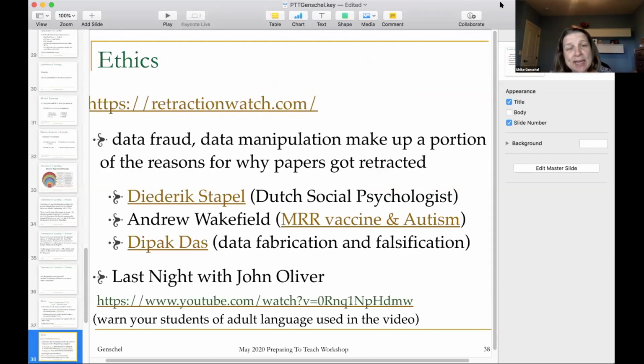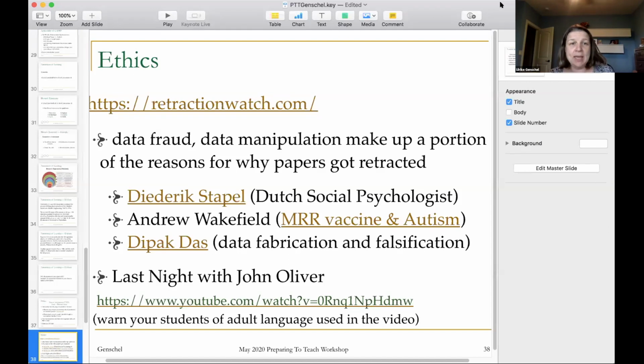Last, what I would like to mention is ethics. I think ethics are very important to talk to our students about. And this is something that you can let them find out on their own if you give them a homework or a side project. I introduce my students to what's called retractionwatch.com. What's interesting is that one of the reasons why a lot of manuscripts or publications do get retracted is related to data fraud and data manipulation. They make up a decent chunk of the retracted manuscripts.